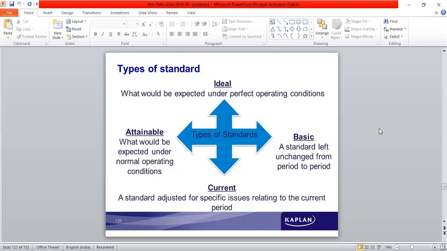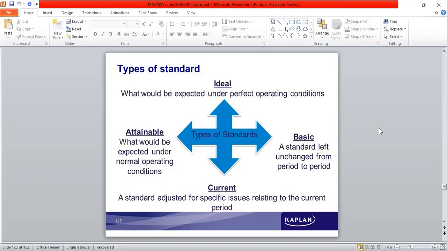When standards are set up, these are the types of standards which are usually considered. First one is ideal. Assuming the best possible conditions prevail, they decide the ideal standards. The assumption is that no unfavorable event would happen and everything would go on perfectly well. In such a situation, what should be the standard is decided as ideal standards.